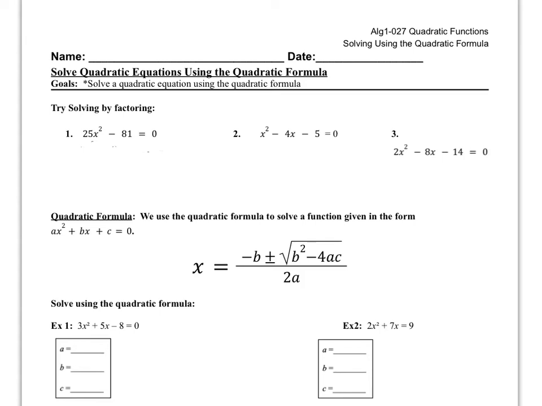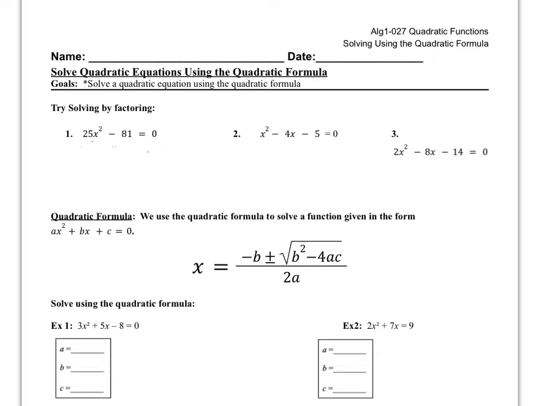So in this section, we're going to learn how to solve a quadratic equation using the quadratic formula, which is x equals negative b, or opposite b, plus or minus, we'll talk about this part in a minute, the square root of b squared minus 4ac, all of that over 2a.